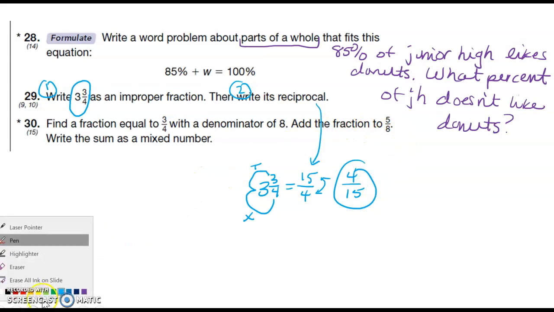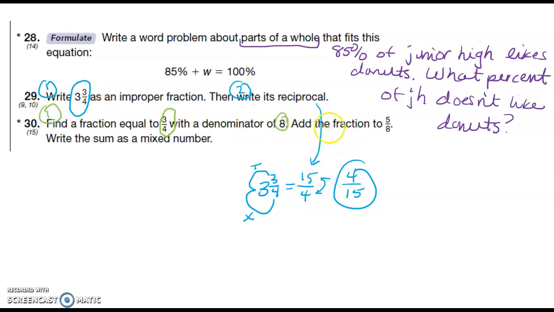And let me change colors. Find a fraction equal to 3/4 with the denominator of 8. Step 1. Add the fraction to 5/8. 2. Write the sum as a mixed number. So we've got several steps in here. So let's do the first step. So we're trying to write 3/4 with a denominator of 8. 4 times what gives me 8? 2. 3 times 2 is 6. So we did the first step.